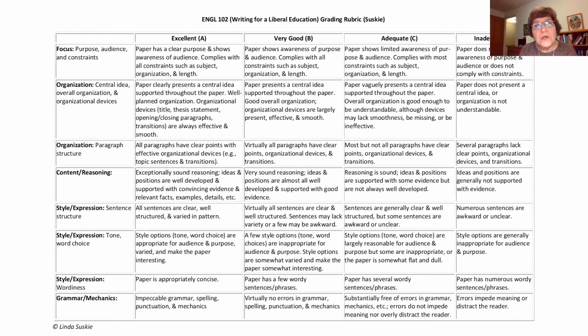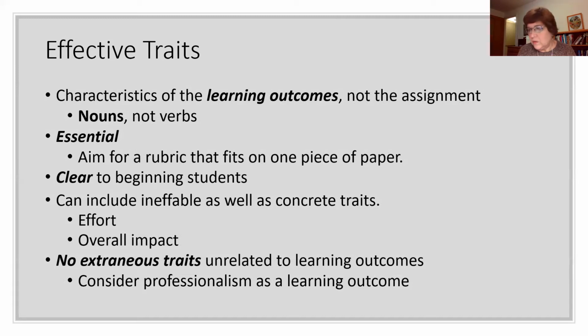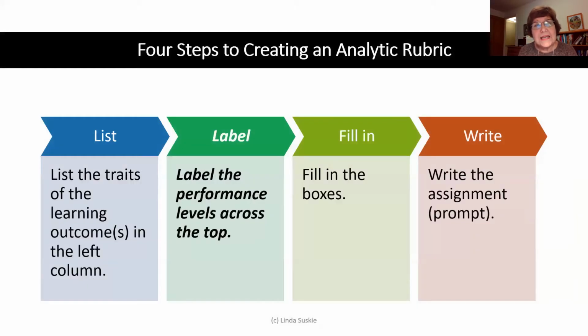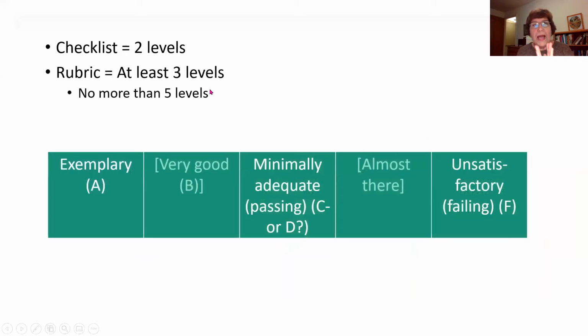So let me jump ahead to the second, I'm sorry, this slide just lists all the things that I read to you about the traits, characteristics of effective traits. Now, second step is labeling all the categories across the top, the performance levels. And here's what I learned in my lit review. You need more than 2 performance levels, more than 2 columns, because if you only have 2, you really have a checklist. You're saying something is either present or not present. So you need at least 3 levels in a rubric.